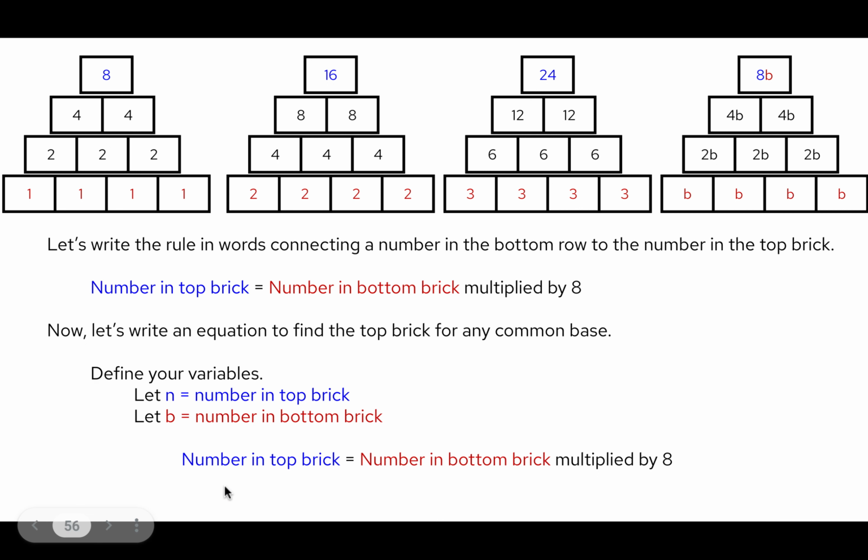Okay, so here's our equation in words. Number in the top brick equals number in the bottom brick multiplied by 8. Now we can replace number in the top brick with n, because we said n equals the number in the top brick. The number in the bottom brick we can replace with b. And multiplied by 8, there we go, 8. So we can write it two different ways, b multiplied by 8 or n equals 8b. This is the way you will usually find it because, again, we want the coefficient in front of the variable.